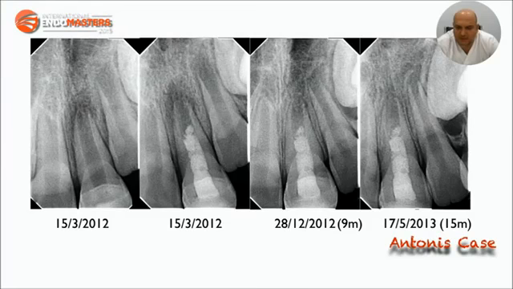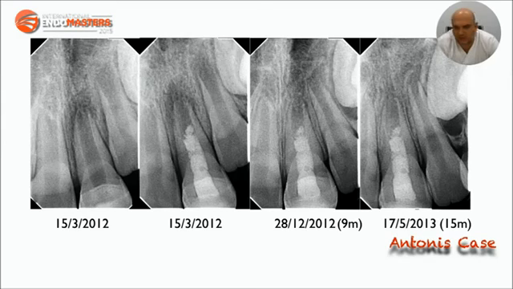Nine months later, the periapical lesion seems to be healed, but even 15 months later, although the periapical lesion is completely healed, I cannot identify any signs of continuous root development and dentin wall thickening. But the tooth is asymptomatic and the periapical lesion is healed.